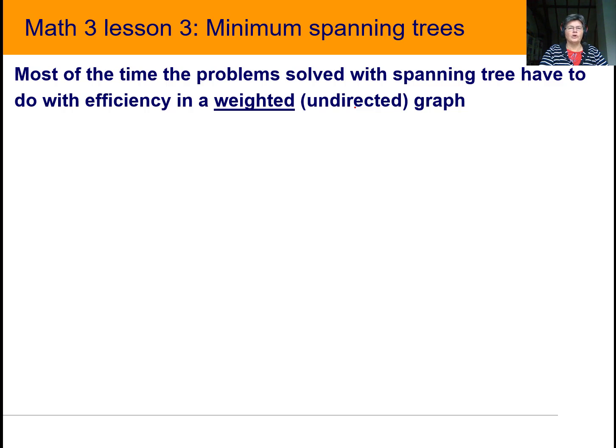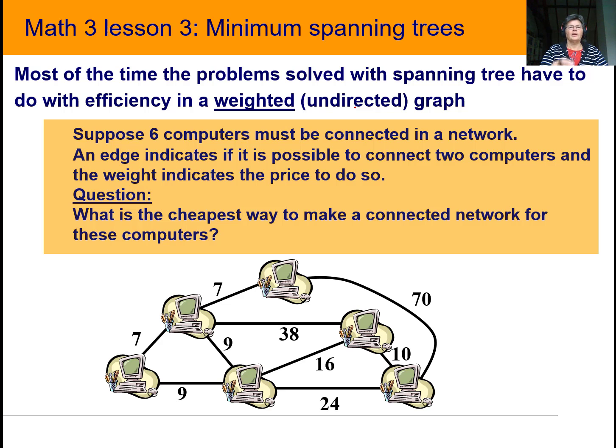Sometimes you also have to solve a problem and make a spanning tree when you have a weighted graph. So then the edge itself has some cost, some weight inside, and you have to take that into account for your spanning tree. And so, for instance, we have 6 computers connected to a network, and an edge indicates that we can connect those two vertices, those two computers. But the weight tells us something of the price to do so. And then a question is, what is the cheapest way to make a connected network for these computers?